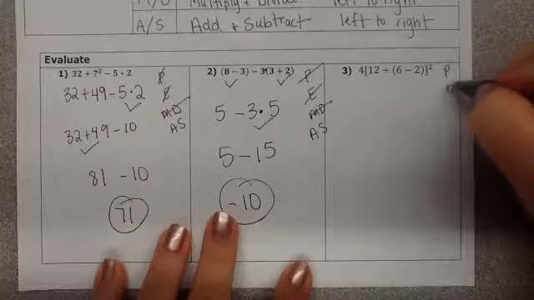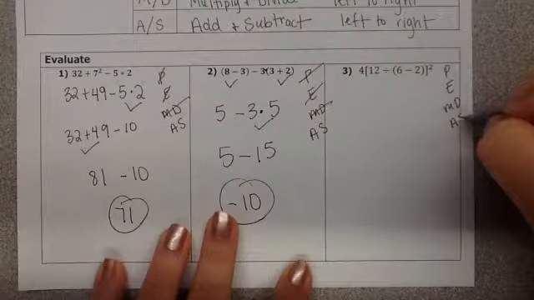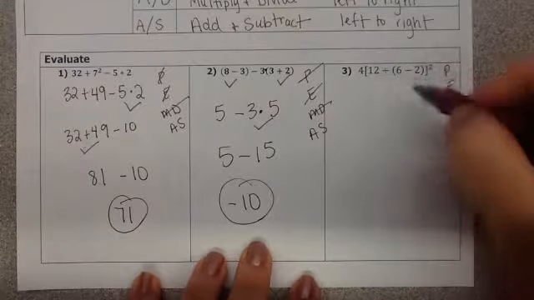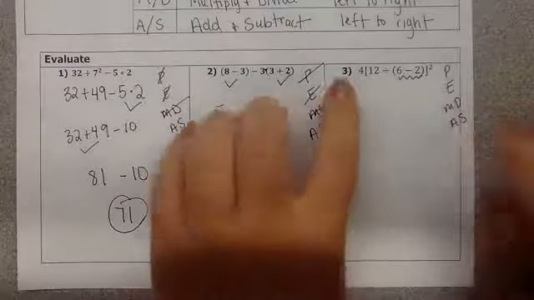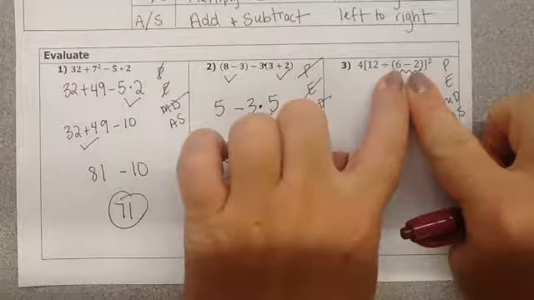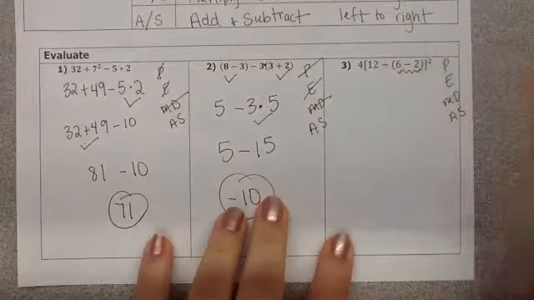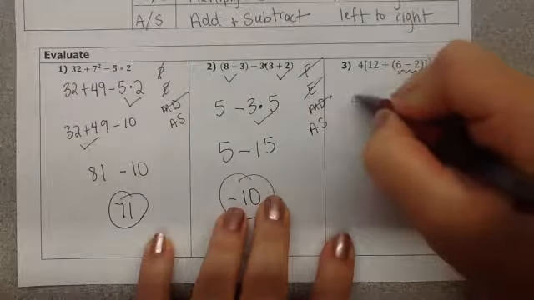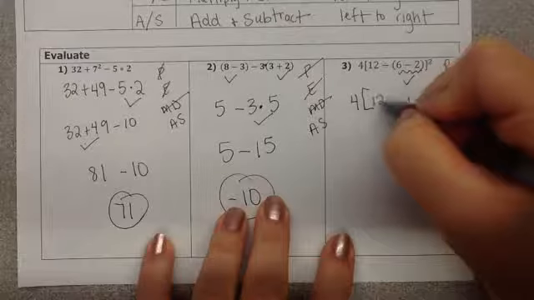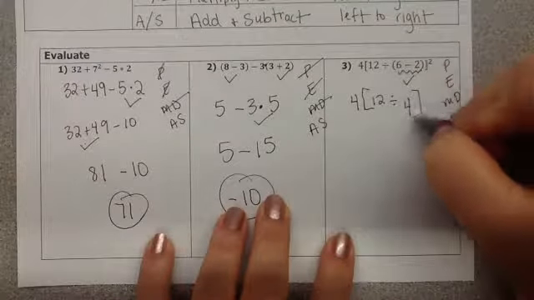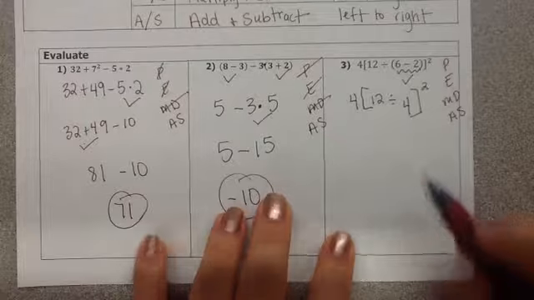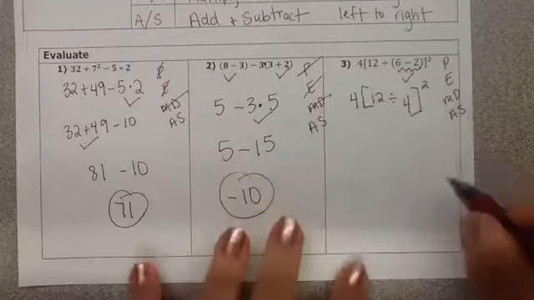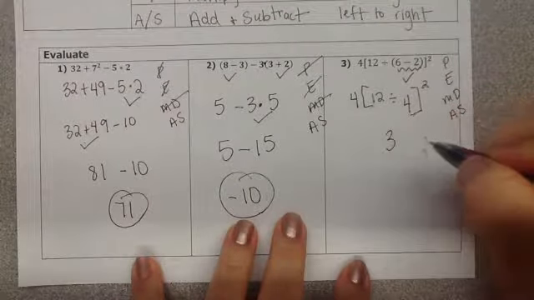Number 3 is interesting because there are 2 sets of parentheses. One of them is a bracket. Right? So you need to start on the innermost one first. So inside this bracket, we need to do the parentheses inside. So 6 minus 2, 4. Bring everything else down. 12 divided by, here's my 4. I still have parentheses. They just look like brackets. 12 divided by 4 is 3.